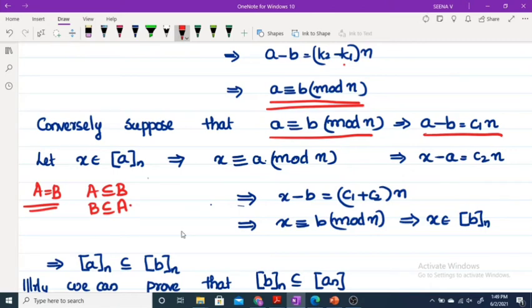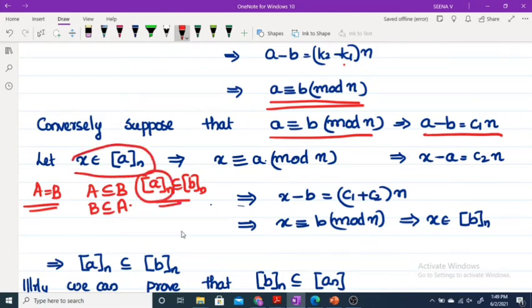For this, we are first proving the congruent class of A mod n is a subset of the congruent class of B mod n. For proving this, you have to choose some element of this set. That is, let x belong to the congruent class of A modulo n, and this implies x is congruent to a mod n. That means x minus a equals some c2 into n. And here we have a minus b is equal to c1 n.